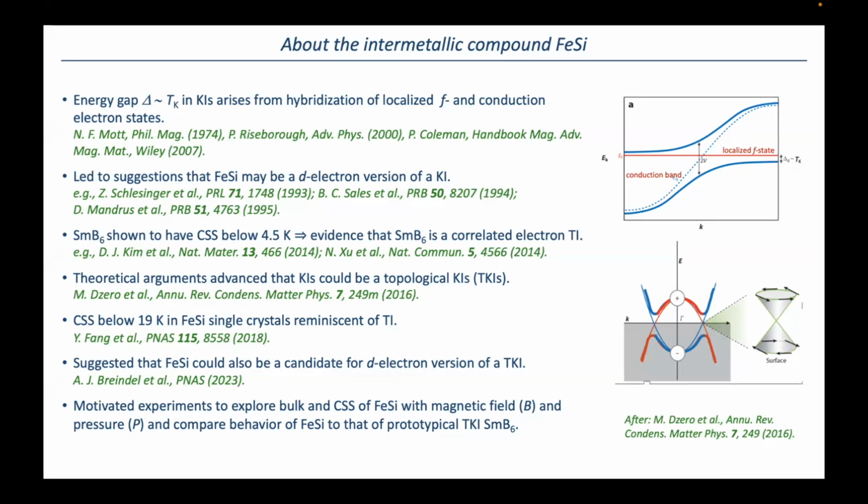And in fact, theoretical arguments have been advanced that Kondo insulators could be topological Kondo insulators. So as I said, the conducting surface state below 19 Kelvin in iron silicide is reminiscent of a topological insulator and suggested to us that iron silicide could also be a candidate for a d-electron version of a topological Kondo insulator. So this basically motivated our experiments to explore the bulk and conducting surface state of iron silicide with magnetic field and pressure, and compare the behavior of iron silicide to that of the prototypical topological Kondo insulator samarium boron 6.